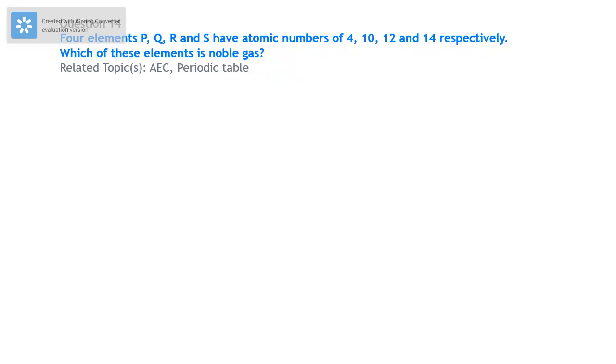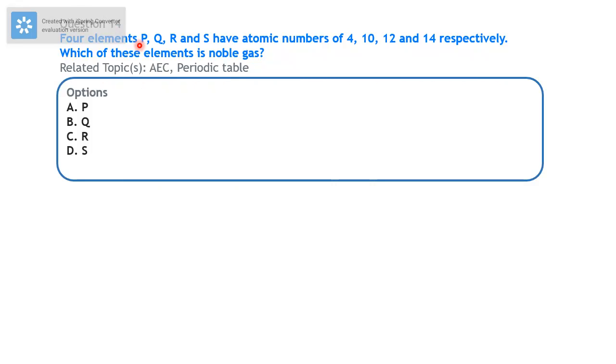Next, on the periodic table, 4 elements P, Q, R, and S have atomic numbers of 4, 10, 12, and 14 respectively. Which of these elements is a noble gas? The noble gases are those elements that are in group 8 of the periodic table. So how do we tell which of these elements is in group 8? We will write the electronic configuration, the K L M configuration, of these elements using the atomic numbers.